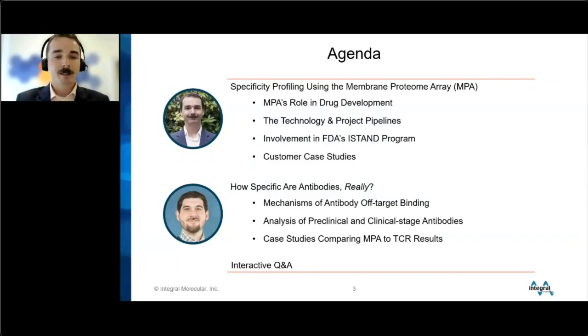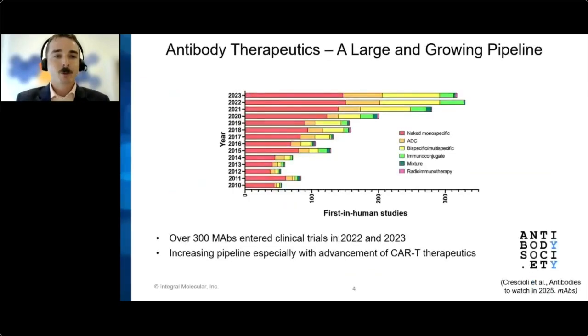My colleague Riley Payne will be discussing how specific antibodies really are, breaking that down into mechanisms of antibody off-target binding, analysis of preclinical and clinical stage antibodies, case studies comparing the MPA to TCR results, followed by an interactive Q&A. We're all here because the antibody therapeutics market is growing rapidly, with over 300 monoclonal antibodies, or mAbs, entering clinical trials in 2022 and 2023.